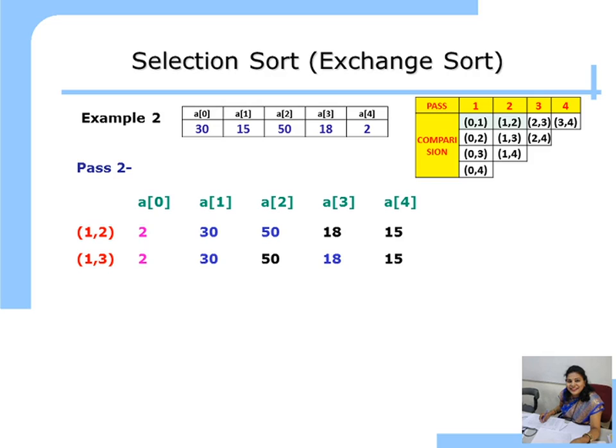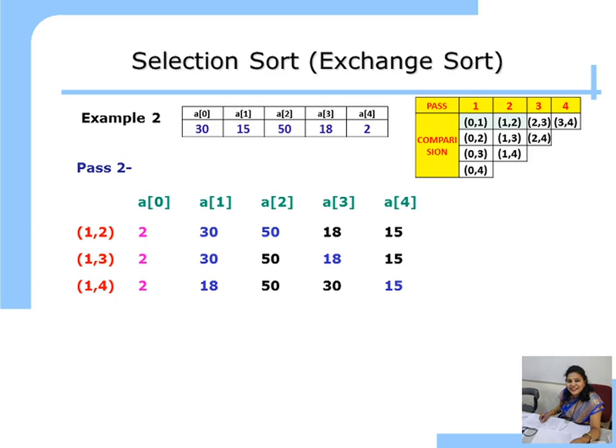The next comparison is between the first and third location. What is present at the first location? It is 30. What is present at the third location? It is 18. Is the first location element greater than the third location element? Is 30 greater than 18? Yes. So we will swap the positions of 18 and 30. We will get the output 2, 18, 50, 30, 15.